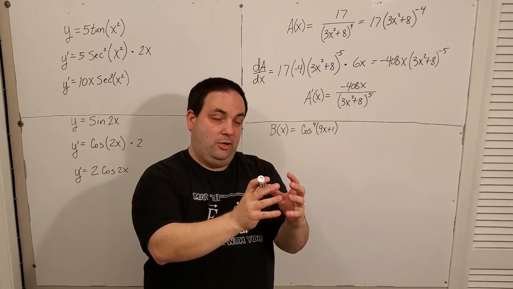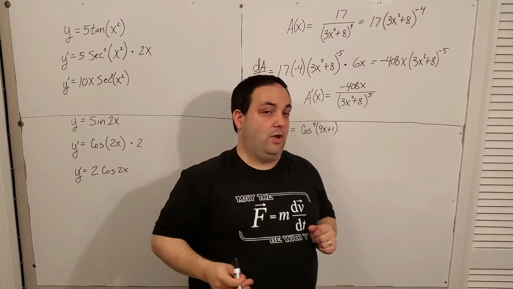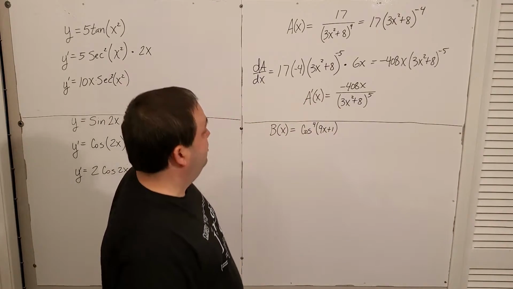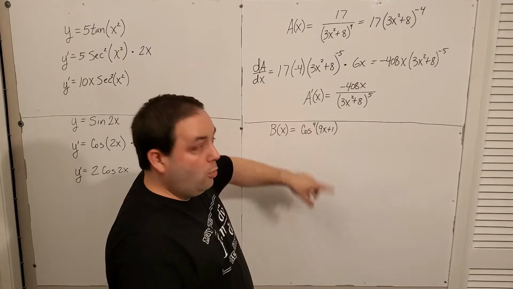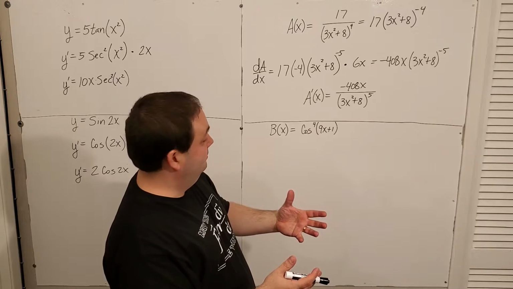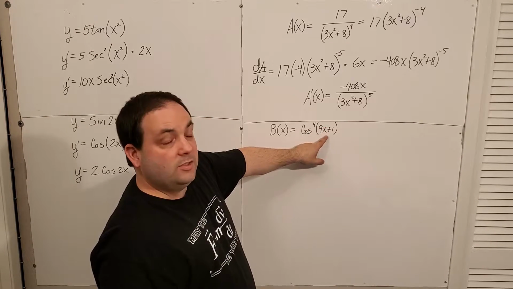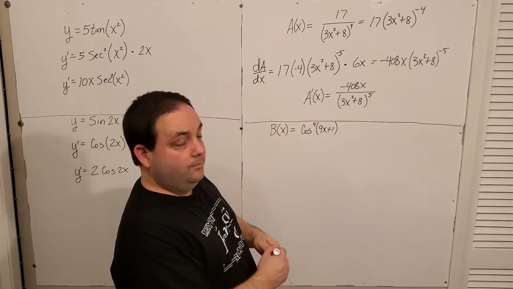Then it's the next layer's turn, right? And then you leave everything inside unchanged, and then it's the next layer's turn after that. And it keeps going on and on and on. Okay? So let's do it by looking at the layers. The 4th power is on the outside, right? Then the cosine, then the 9x plus 1 is the most inside, because it's inside of the cosine.